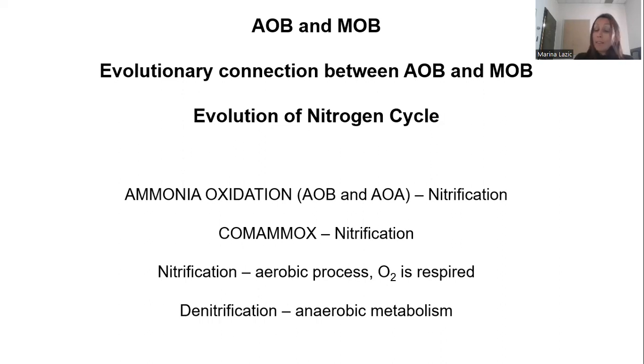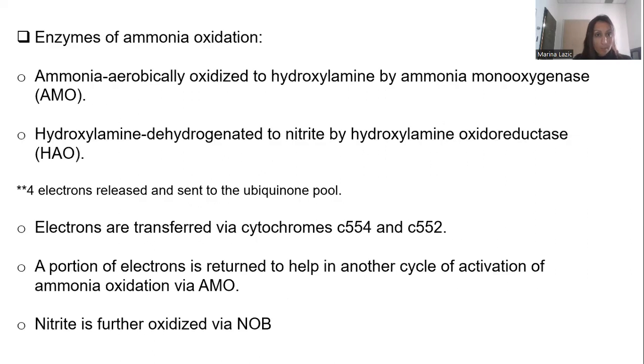Now, nitrification is known as an aerobic process, which means that oxygen is used as the terminal electron acceptor, so they respire oxygen, while the opposite process of nitrification is called denitrification, that we covered as a part of anaerobic metabolism, because NO3 minus is a compound that can be respired as an alternative electron acceptor. So basically nitrification and denitrification are two completely different processes. Now, but they are very connected.